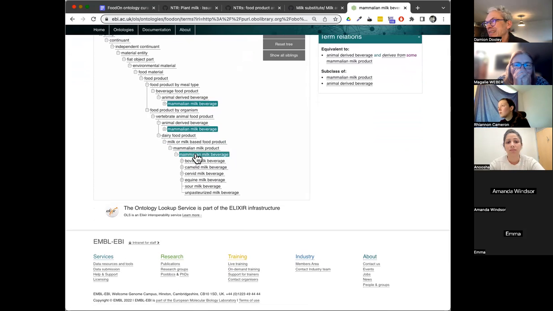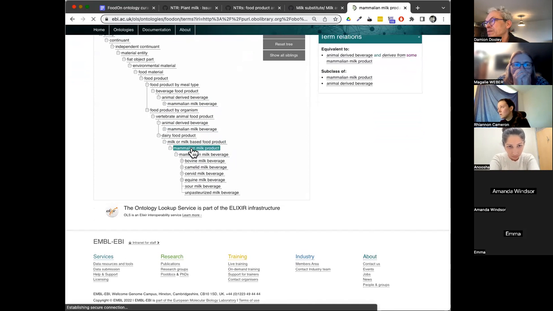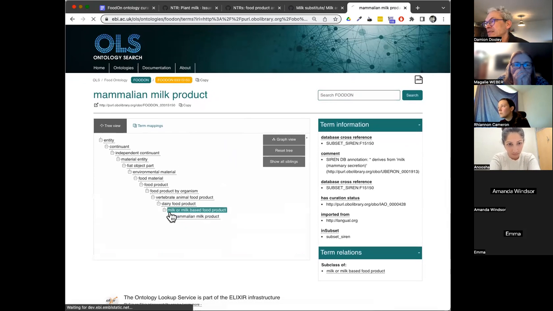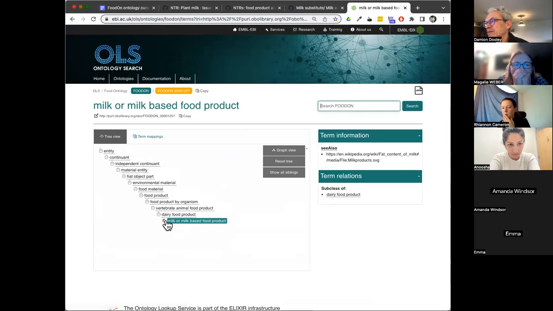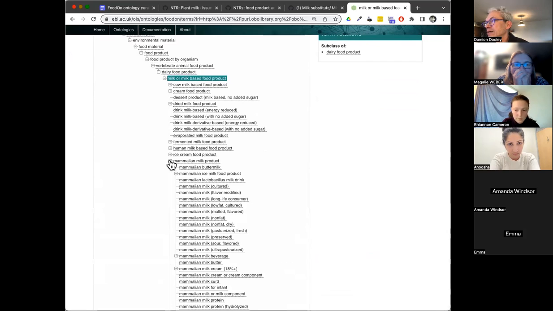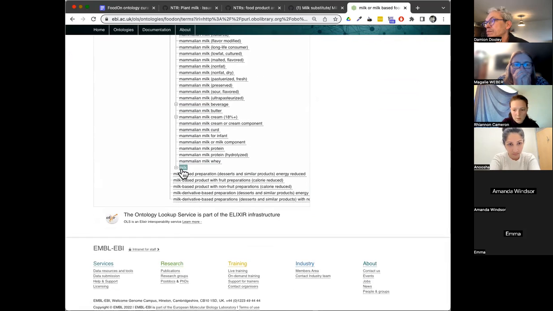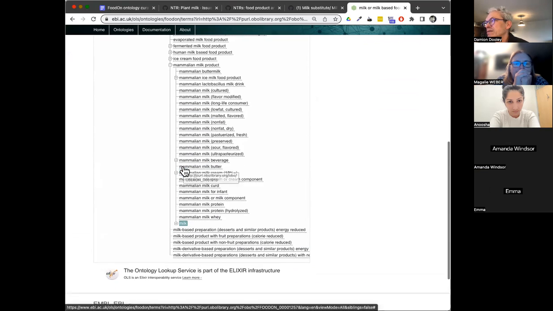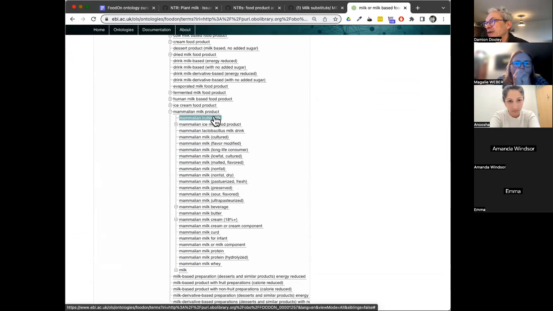So we do have an action plan there, which is at least to take the milk class and move it back. Move it outside of here, back to. Yes. So that's good. And then we'll have a derives from relation between mammalian milk product and that.